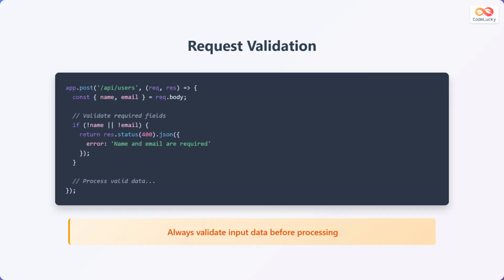It is very important to validate the data sent in the request body. The code shows that the name and email are extracted from the request body. Then there is a check to validate that both the name and email are present. If they are not present, a status code of 400 is returned with a message stating that name and email are required. Always validate input data before processing it.